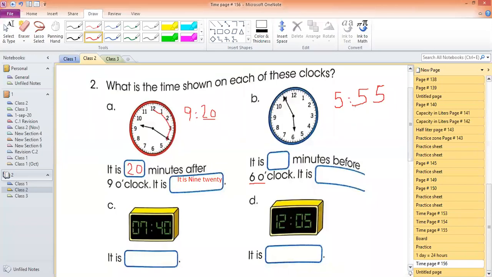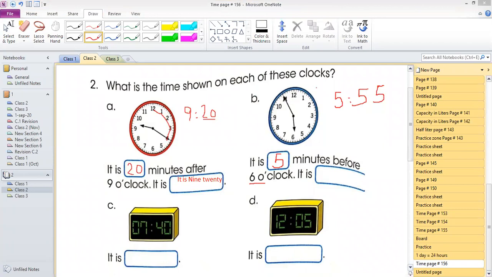Or you can say it is 5 minutes left for the next hour. So here you will write it is 5 minutes before 6 o'clock. So you can say 5:55 or it is 5 to 6. You can write any answer here. Either you can write it is 5:55 or you can say it is 5 to 6.